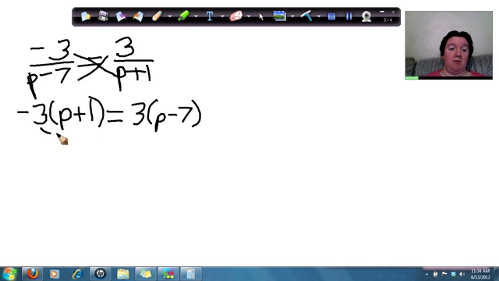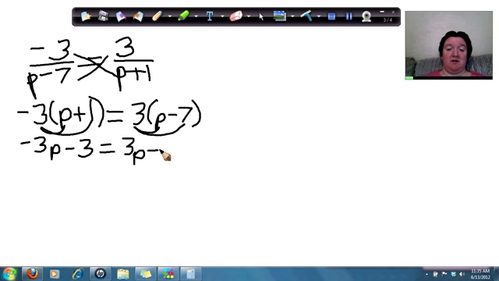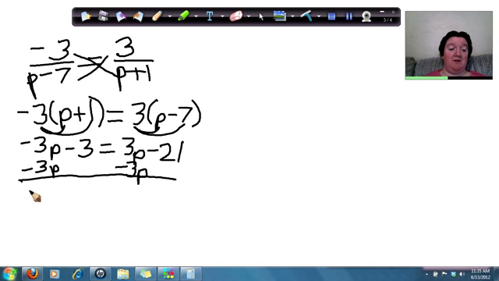Distributive property. We're going to multiply these parts together. Negative 3p. We're going to multiply these parts together. Negative 3. And that's going to equal these parts multiplied together, 3p. And these parts multiplied together, which gives us a negative 21. Now again, I want to get all the letters on one side, all the not letters on the other. So I'm going to do the opposite of what was here. So I'm going to subtract 3p from both sides. So now I have a negative 6p minus 3 is equal to a negative 21.